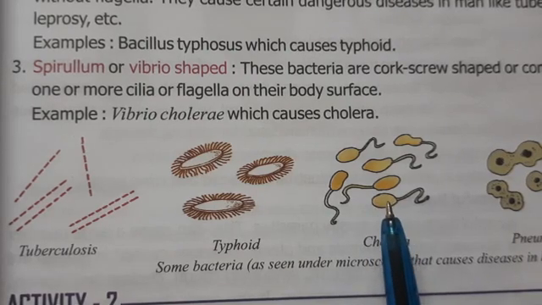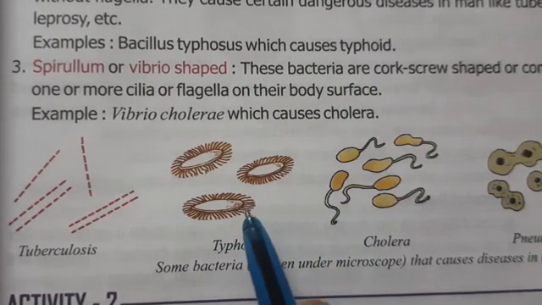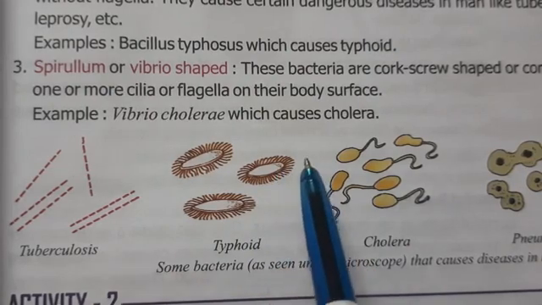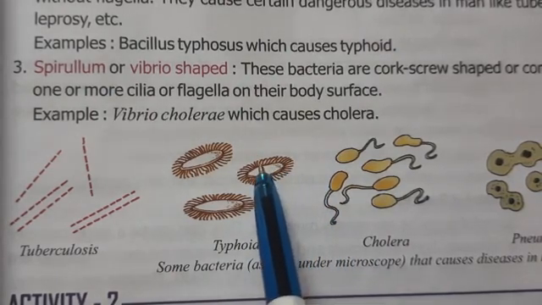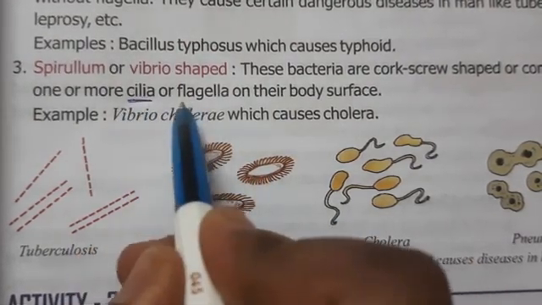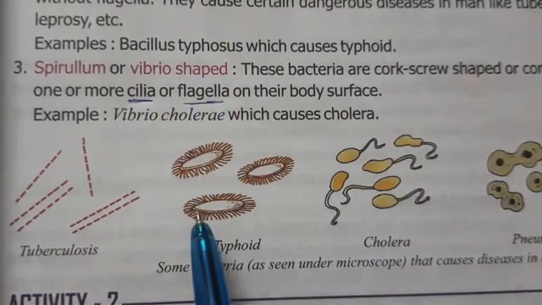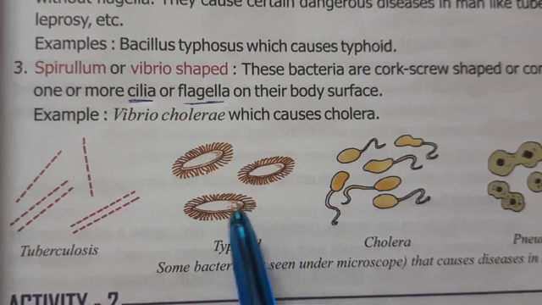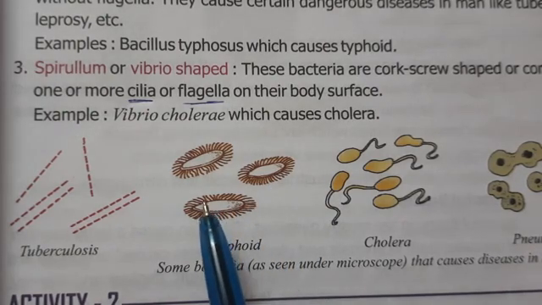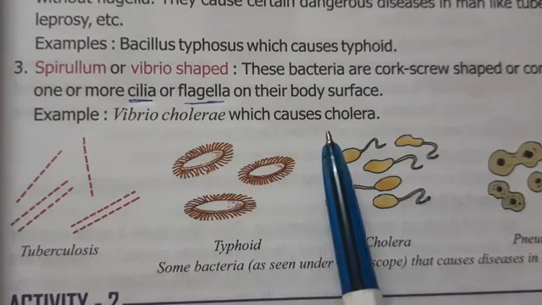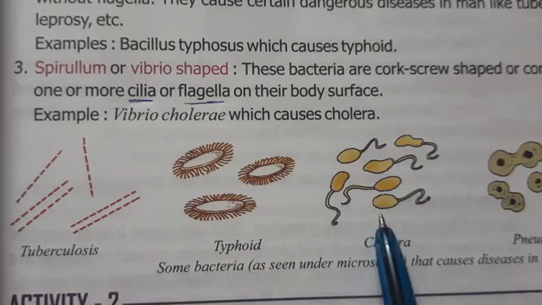Now, what are cilia or flagella? Cilia or flagella are these, as you can see now, the small hair-like structures on the body. What does this do? This helps in the movement of the microorganism. So, cilia or flagella are hair-like structures present on the body of these microorganisms, which help them to move from one place to another. Now, Vibrio cholerae is the bacteria which causes cholera. So you can see that it looks comma shaped.